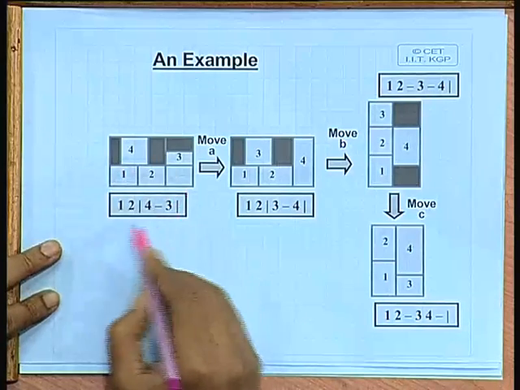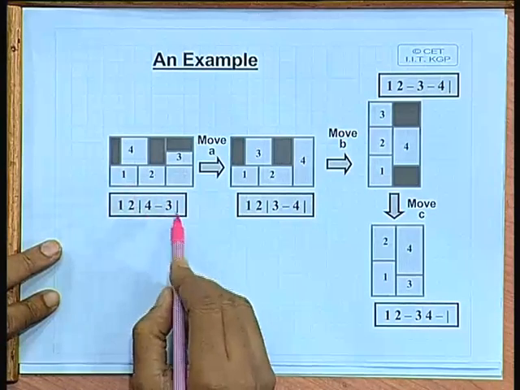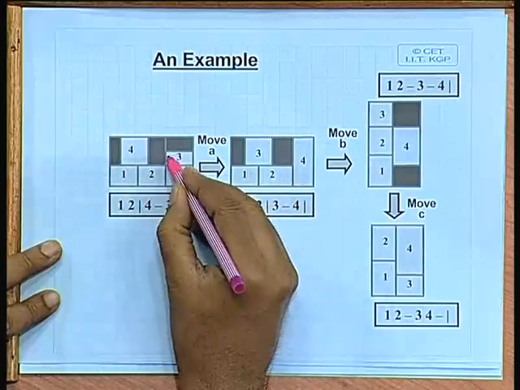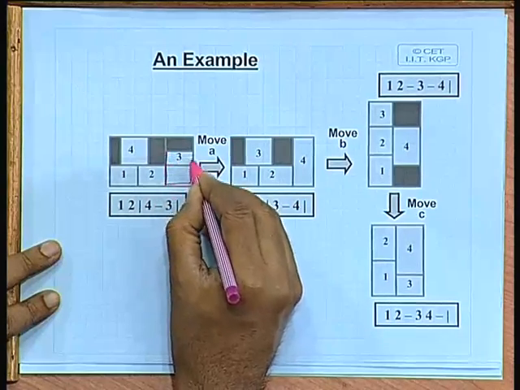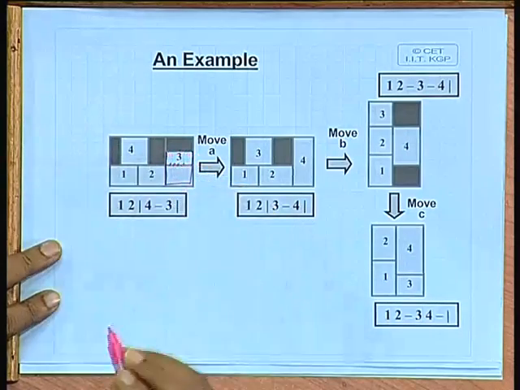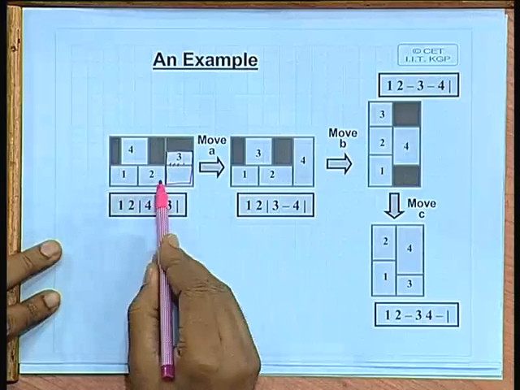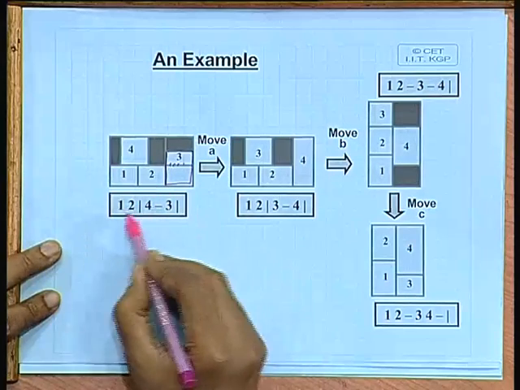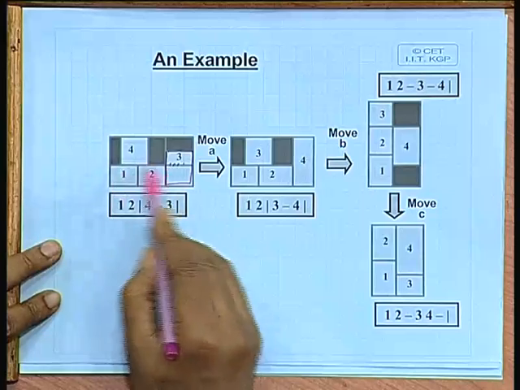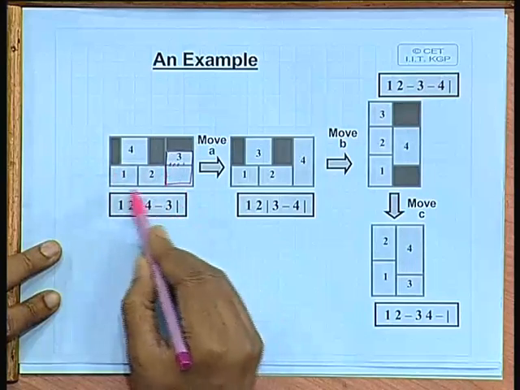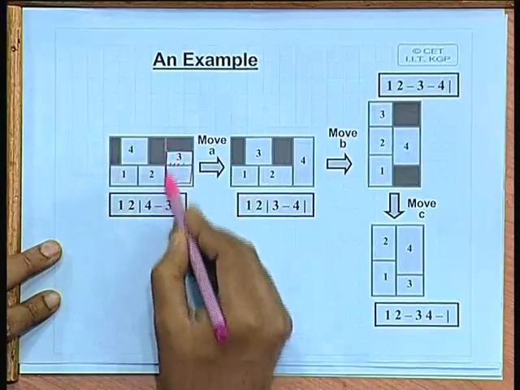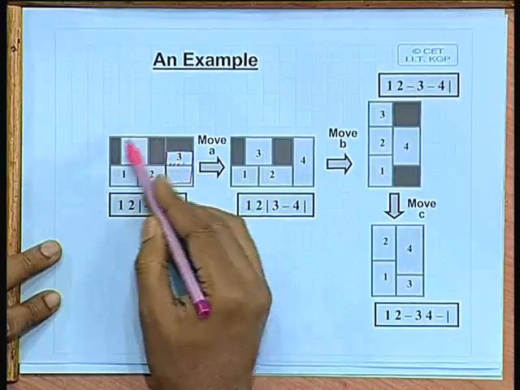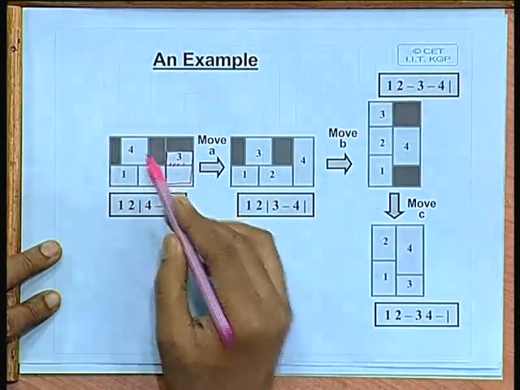Suppose this is my initial solution, this is an initial floor plan. Suppose this is 3, this whole one is 3, okay. So, 1 and 2 are separated by a vertical slice, this and 4 are separated by a horizontal slice, and this entire thing and 3 are separated by a vertical slice. So, this is the resultant floor plan.